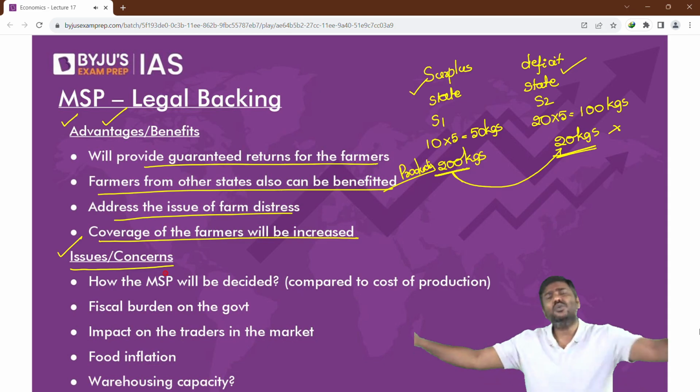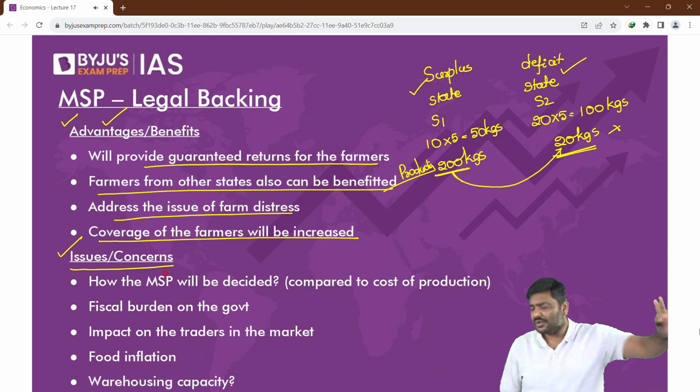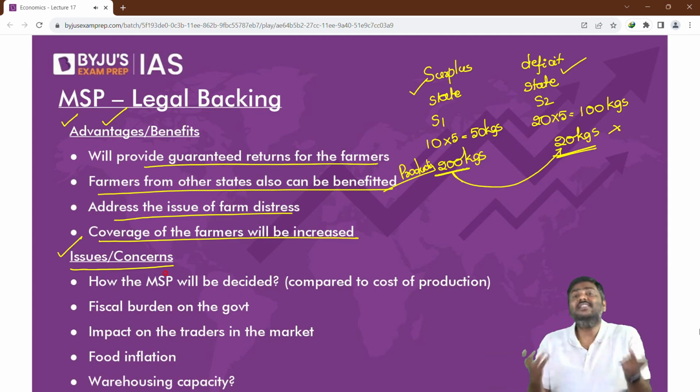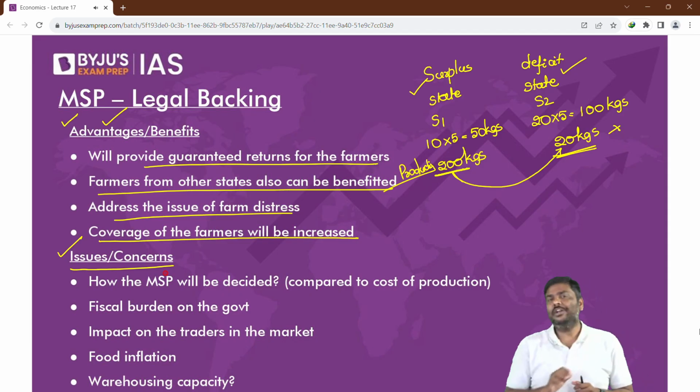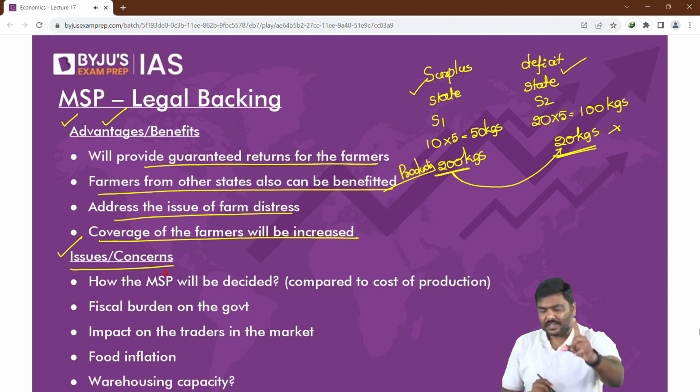Because next, most probably tomorrow, we'll discuss this. We do not have sufficient storage capacity in India. That's a fact. We do not have sufficient storage capacity. So where is the storage availability? Where can they store? That is also not possible.